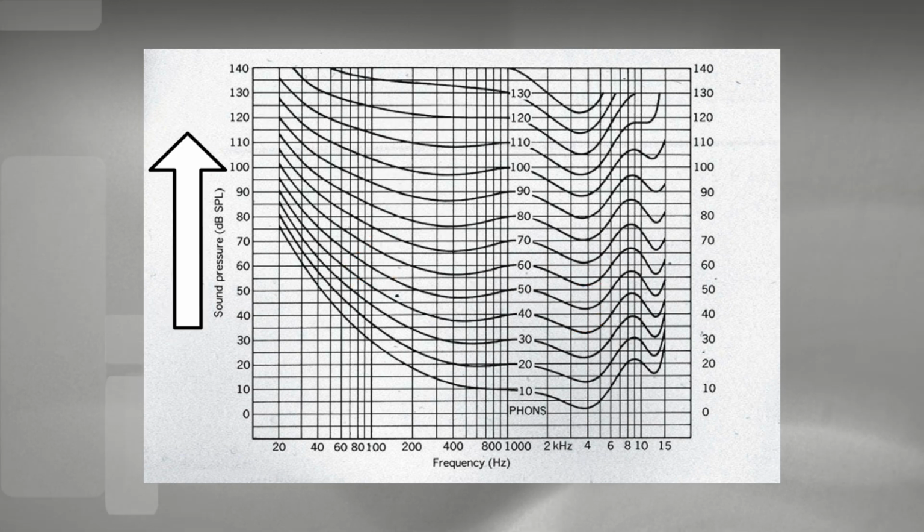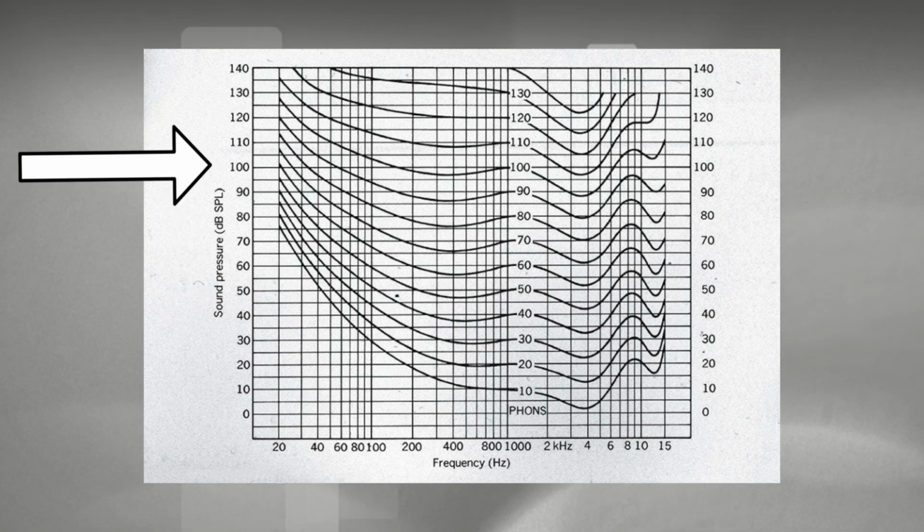Also, as we play sounds louder, the chart flattens out a little bit, which means that around 100 decibels, we perceive the frequency spectrum as more even. And maybe that's why we enjoy music when it's a little louder. So anywho, our ears don't perceive every frequency the same way.